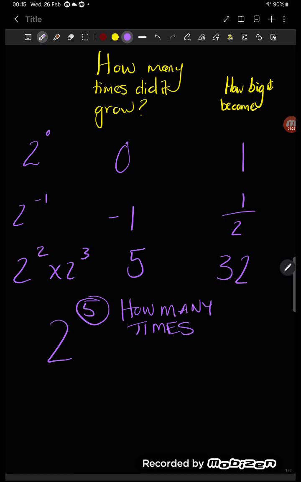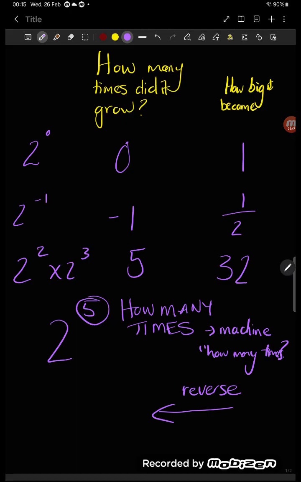And how many times is the machine that we're putting it into. It's the machine of how many times. This is what the machine is called, how many times. It's exponents in reverse, or the backwards motion of exponents. So let's see what we've got here. We've got a new tool to see how many times that number grew, and how big it was.